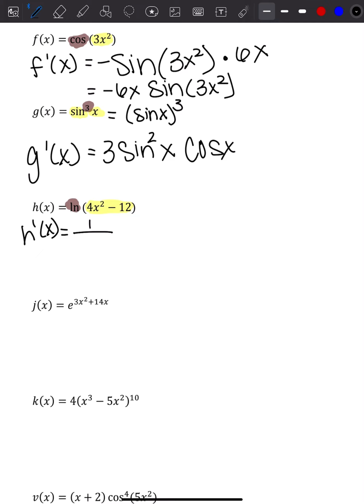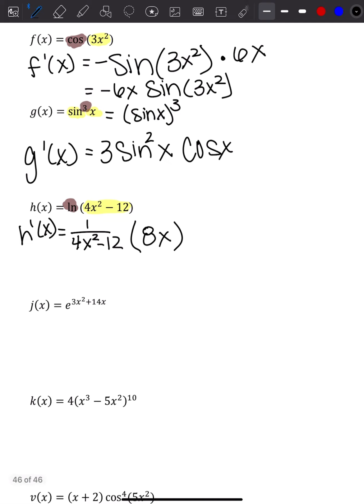So we have 4x squared minus 12. That's our denominator now. And we are going to multiply this by the derivative of the inside. So the derivative of the inside, we have 8x. When we do this, we can go ahead and multiply these two together. 8x is the same thing as 8x over 1, so I can multiply straight across to get 8x divided by 4x squared minus 12.